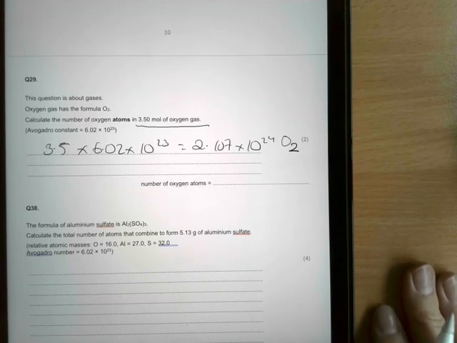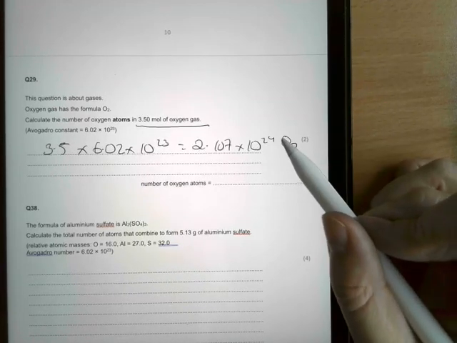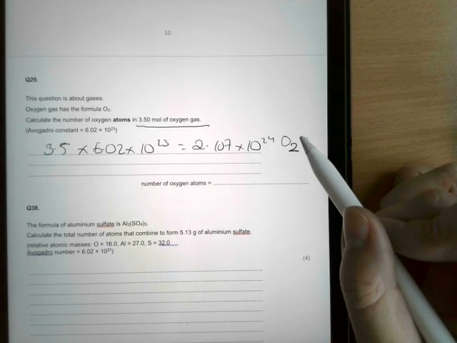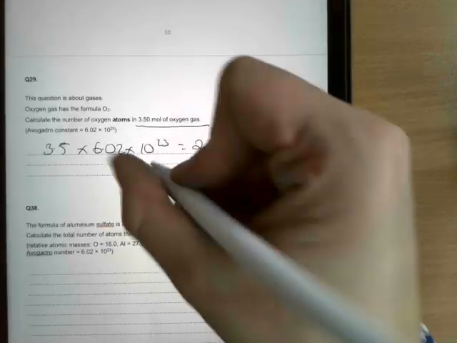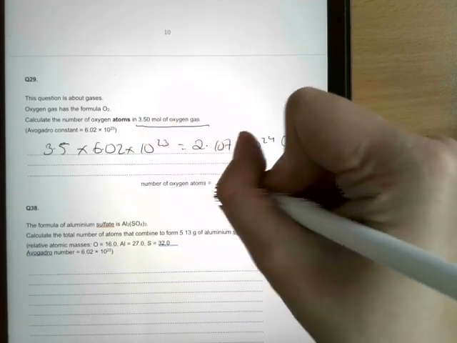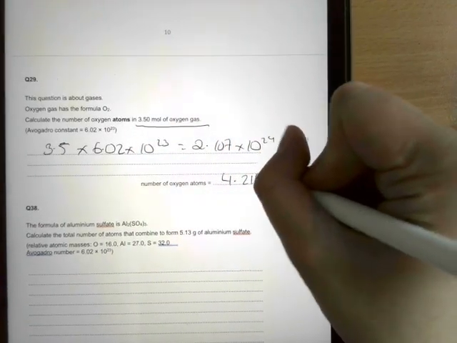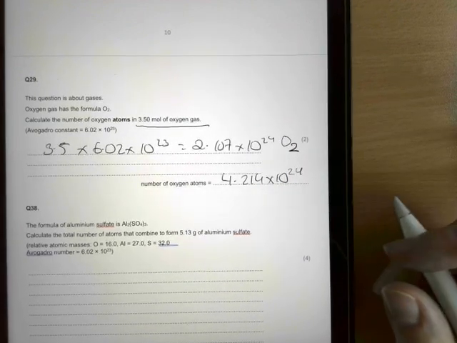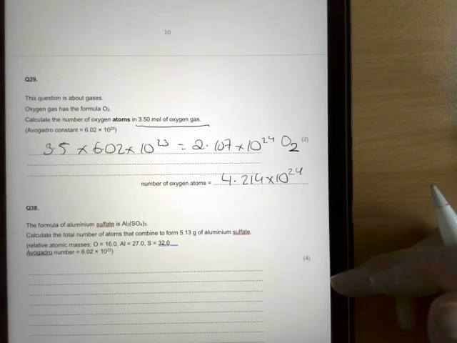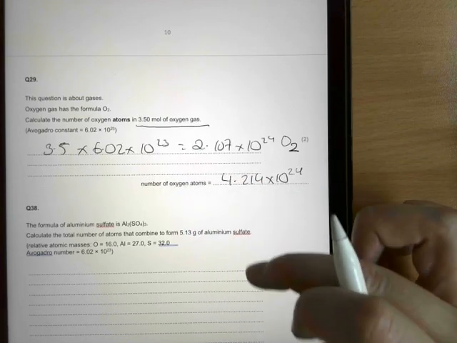So how many atoms do I have? Well, each O2 is made of 2 atoms. If I've got this many O2s, I would then need to multiply by 2 at the end to work out how many oxygen atoms I have. Even if you didn't get the last part of that question, if you can get the first part, it's one of your 2 marks. So number of moles times that number.